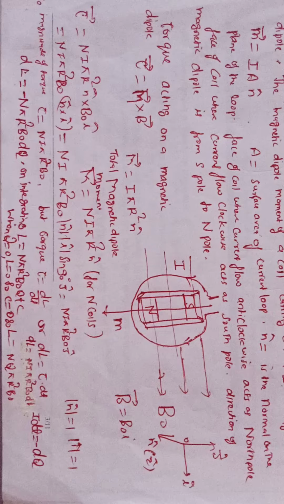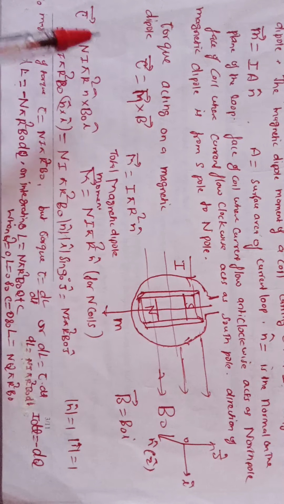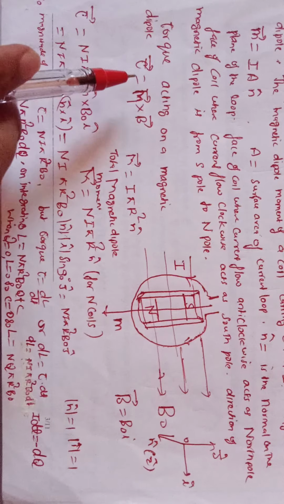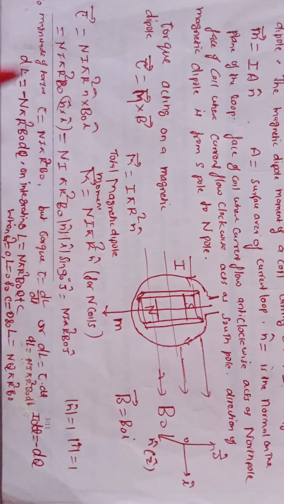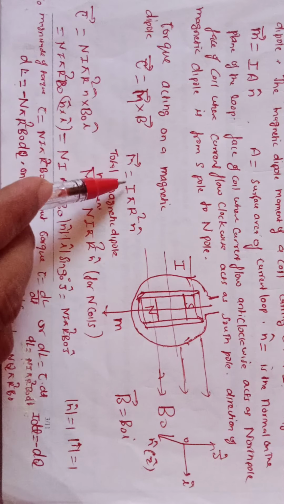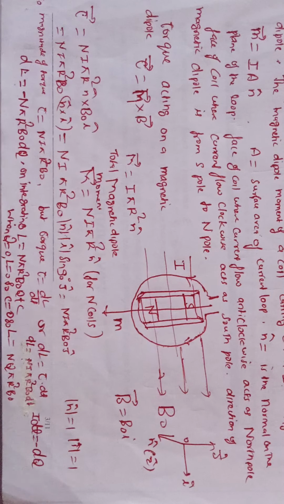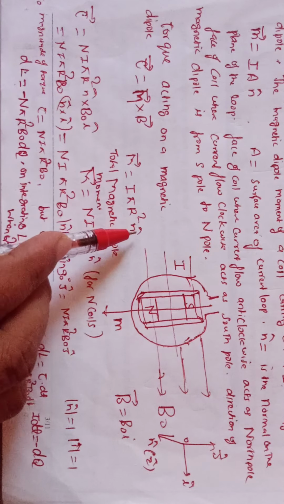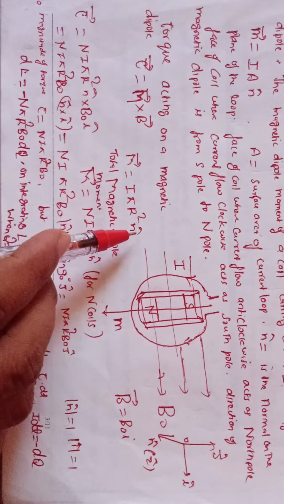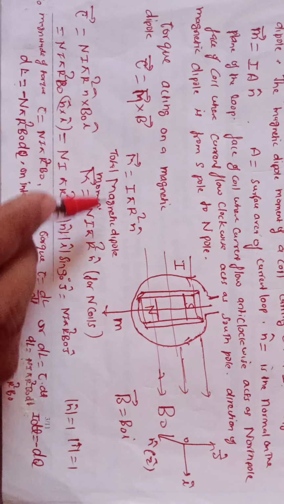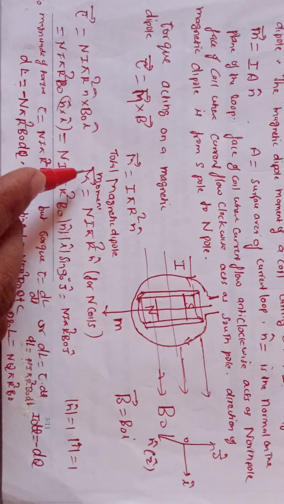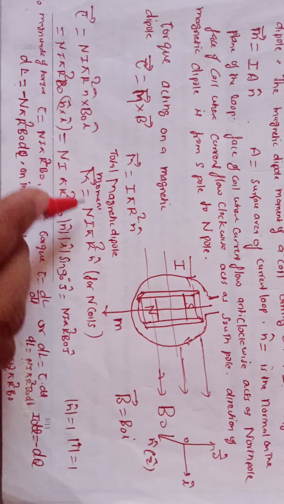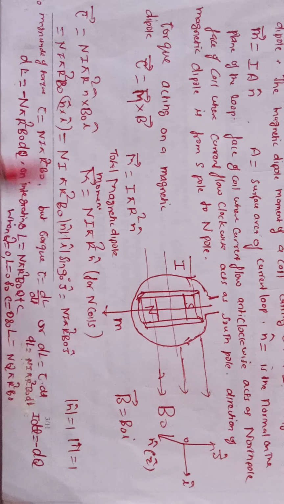Then vector tau equals vector m cross vector B, where vector m equals I pi r square n cap. N cap is the unit vector normal to the plane of the loop. Then the total magnetic dipole moment for the N coil is simply multiplied by N: vector M equals N I pi r square n cap for N coils.